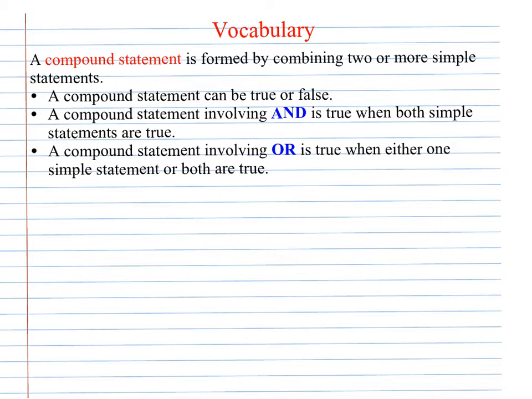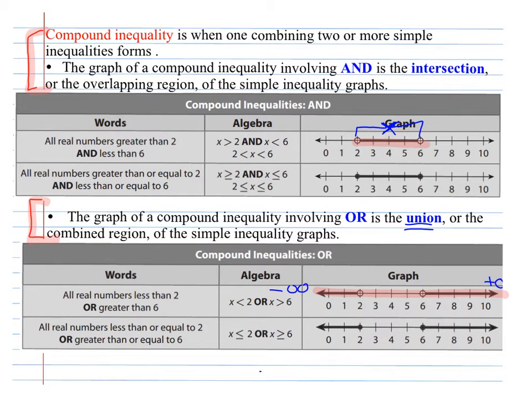Make sure you copy these definitions. It's very important to know your definitions and what an and statement and an or statement are. So remember, for this one, we have an and statement, and our and statements are intersections or overlapping regions.